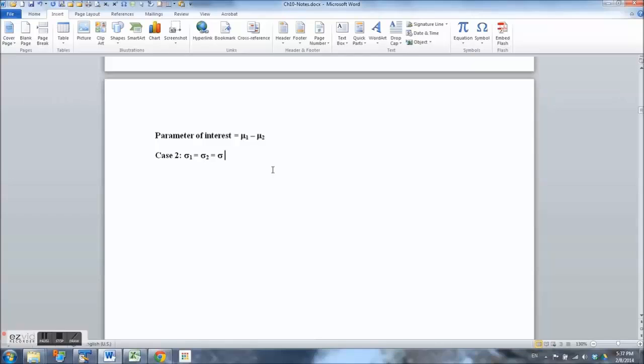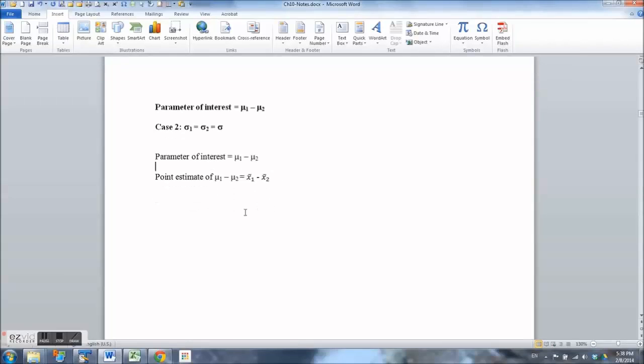So again, the same. And in this case, we want to look at the hypothesis testing and confidence interval. So the parameter of interest is still mu sub 1 minus mu sub 2. And the point estimate is still x bar sub 1 minus x bar sub 2 from the two samples we take from the two populations.